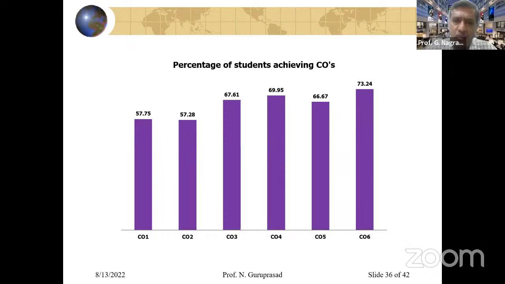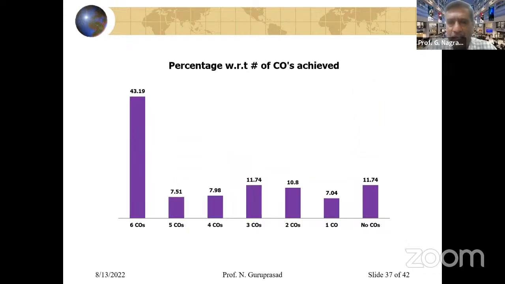57.75% of the students achieved course outcome 1. And as I told you that I had drafted 6 course outcomes, this particular graph tells you that 43.19% of the students in the course achieved all the 6 course outcomes. Incidentally, 11.74% of the students did not achieve any course outcome.